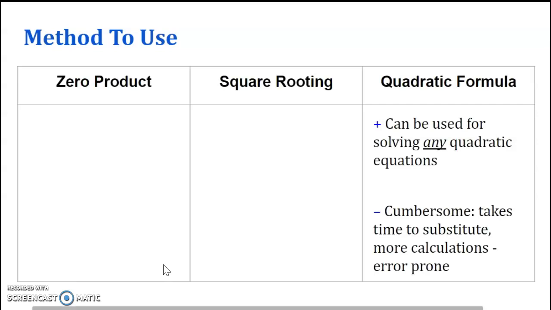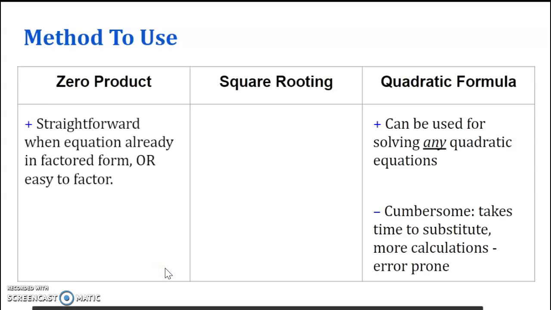And when you do make errors, because you're just substituting values, you're not necessarily going to be able to see that you made an error. Whereas with other methods, you can quickly check by squaring or square rooting or whatever that you will be able to see it. Zero product is straightforward when equations are already in factored form or if they are easy to factor. Okay, so that is going to be the fastest way to solve a quadratic equation, by factoring, if it can be factored or if it is easily factorable.